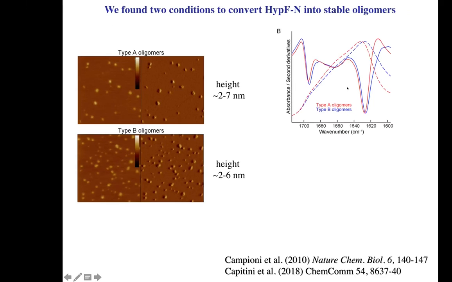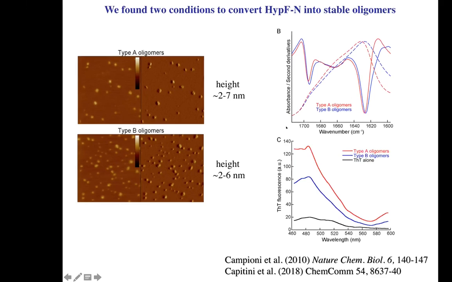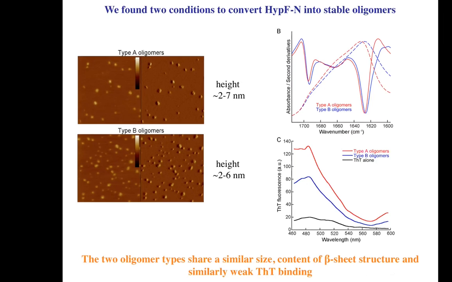In terms of secondary structure, they are dominated by a high content of beta sheet structure, as you can see from this negative peak in the second derivative FTIR spectrum. And they both bind thioflavin T, but very weakly relative to amyloid fibrils. And you can see this is free thioflavin T, and the binding is very small compared to amyloid fibrils. And so the two oligomer types share a similar size, content of beta sheet structure, and a similar weak thioflavin T binding.